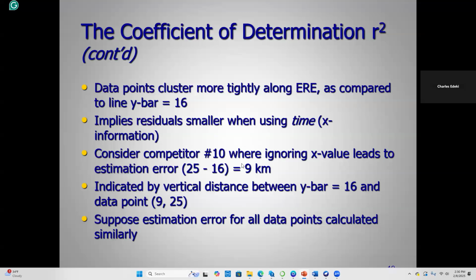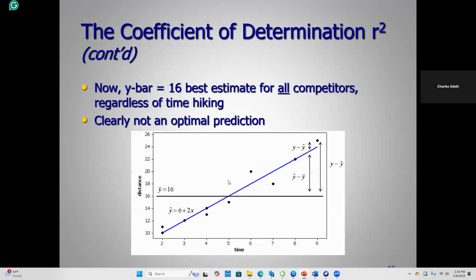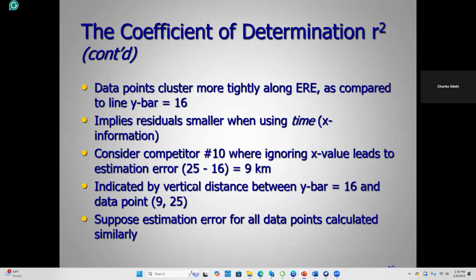So here we are just finding the values. For example, here we consider we cannot tell which is computer 10. But let's assume we have computer 10 where ignoring the S value leads to this, so to give us the difference of the actual and predicted value.